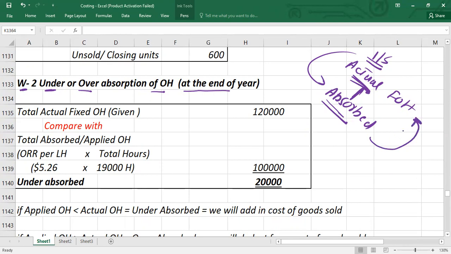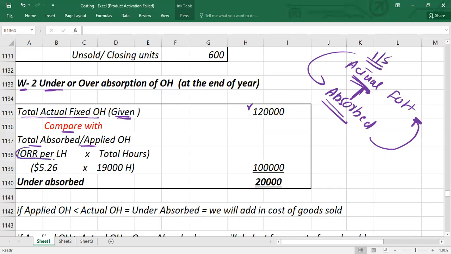So how will you calculate it, guys? If you want to calculate under and over absorption of overhead, here we have a simple format. We will take the total actual fixed overhead cost, which will be given in the question. Actual cost, for example, 120,000. You will compare actual fixed cost with the total absorbed or applied overhead. How will you calculate absorbed and applied? It depends on your recovery rate.